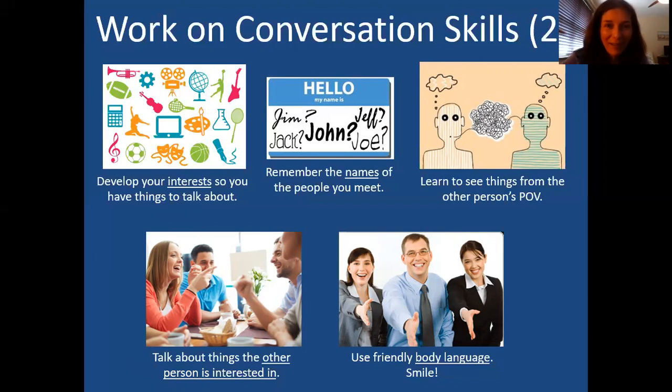And similarly, talk about things the other person's interested in. So instead of it being like me, guess what I like to do? Guess me, focus on the other person too. Make sure that you're balancing out the conversation by not just talking about yourself, but asking about them, right? And maybe even bringing up topics that they like. And so that shows that you're interested in their world.